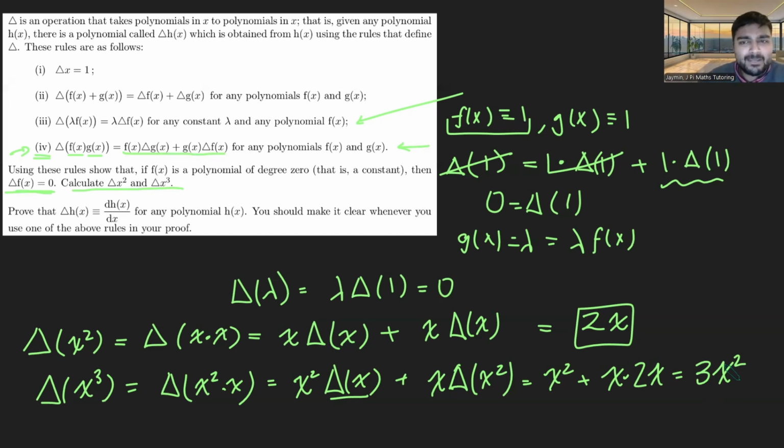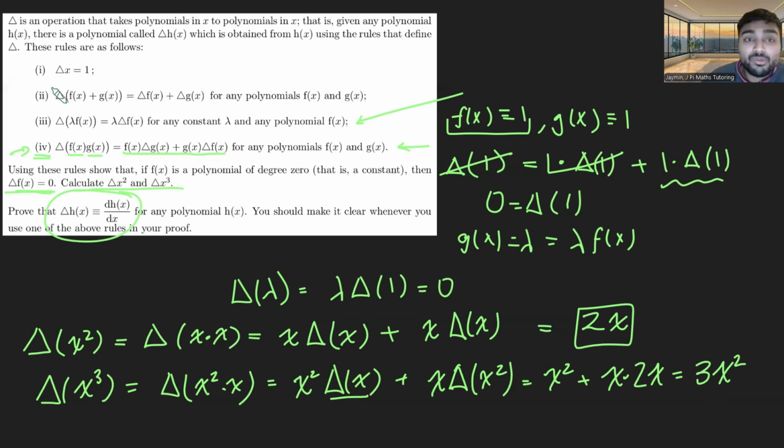We get this. Now, how do we answer the last part here? We want to prove that triangle of h of x is just the same as the derivative. Well, it checks out for x squared and x cubed. And in fact, you can just proceed by induction here and show that this is true for x to the n. How do we get it then for any polynomial?